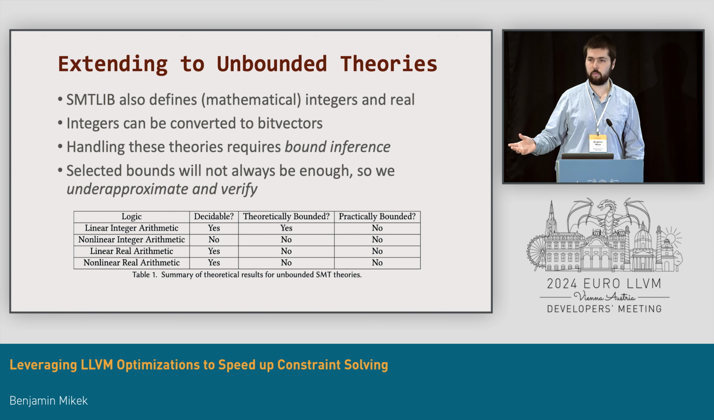And it turns out that from some theoretical results in mathematics, as you can see in this table, there aren't theoretical bounds on SMT constraints, except for linear integer arithmetic. And in fact, in most cases, they're undecidable. So that means we have to guess a bound and hope that it's right. And then at the end, check whether we were right or not by comparing the satisfying assignments.